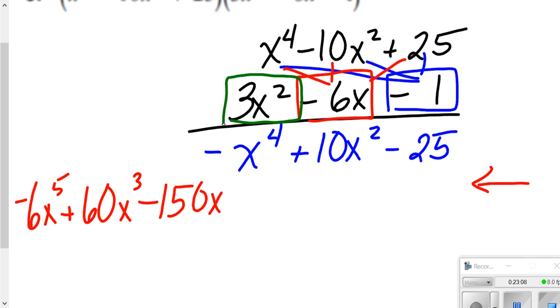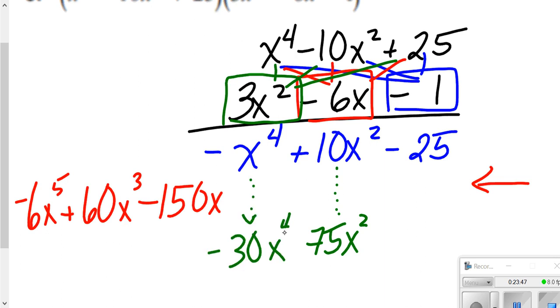Okay, we're going to take the part I put a green box around, and we're going to multiply it to all 3 pieces up above. So 3x squared times 25. 3 times 25 is 75, and I'd have x squared. So I'm going to line that up here. So I'd have 75x squared. I lined it up because the x squared matched my previous x squared. Then 3x squared times -10x squared would be -30x to the 4th. So that I'm going to line up right here.